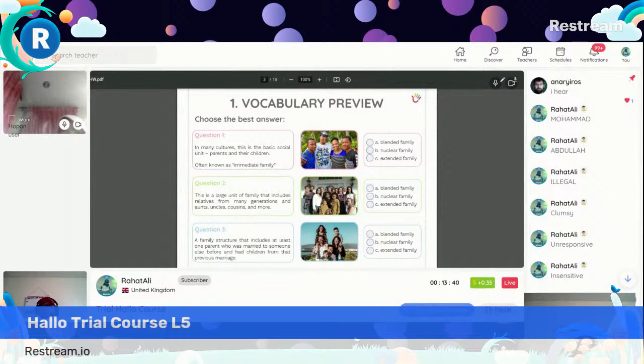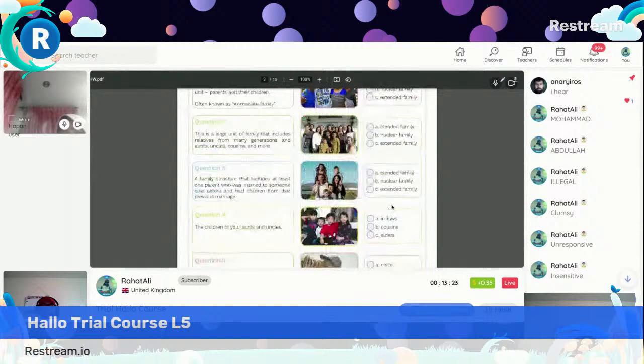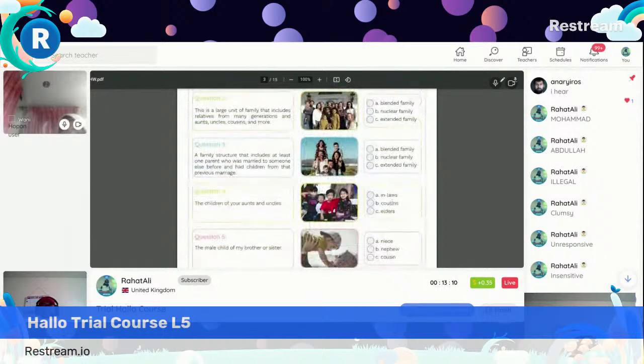Nuclear family. B. Great. Question number 2. This is a large unit of family that includes relatives from many generations and aunts, uncles, cousins, and more. Number 2 is C. Extended family. Well done. A family structure that includes at least one parent who was married to someone else before and had children from the previous marriage. The blended family. Very good.